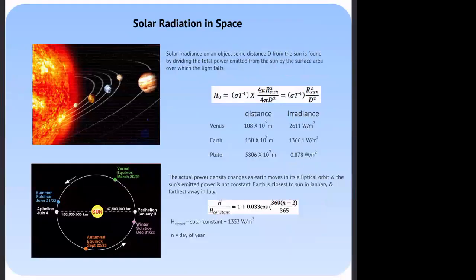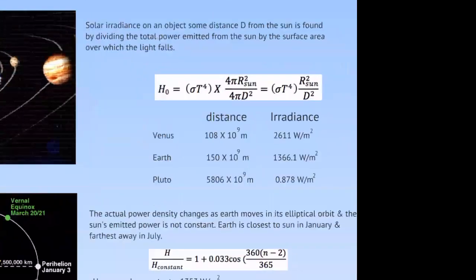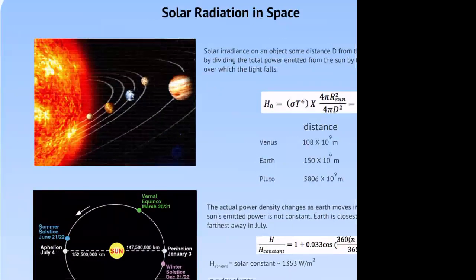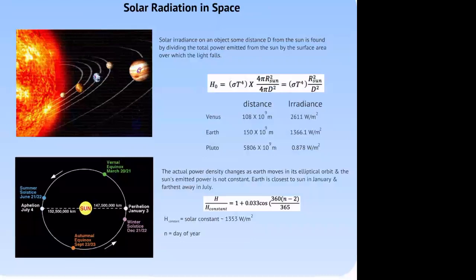Again, solar radiation in space. For instance, if you're building solar panels or concentrators to be used on Mars or on spacecraft and so on, you have to think about this slightly differently. The solar irradiance on an object some distance d from the sun is found by dividing the total power emitted from the sun by the surface area over which the light falls. The sun is emitting in all directions, but if you are at the Earth here, you will see a certain amount of energy, but if you are over here, you will see a lot less energy, not only because it's farther away, but because it's spread over a larger area. But you can estimate this pretty easily, as shown by this equation here.